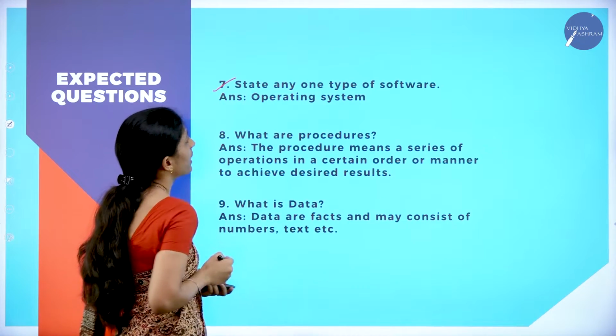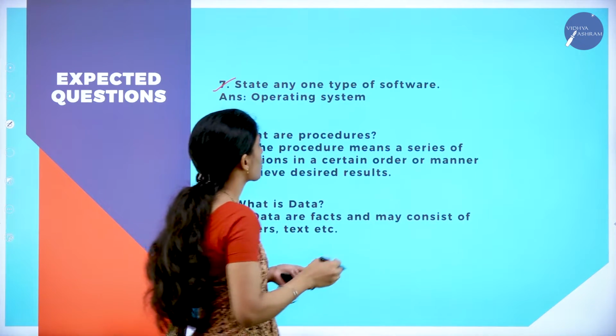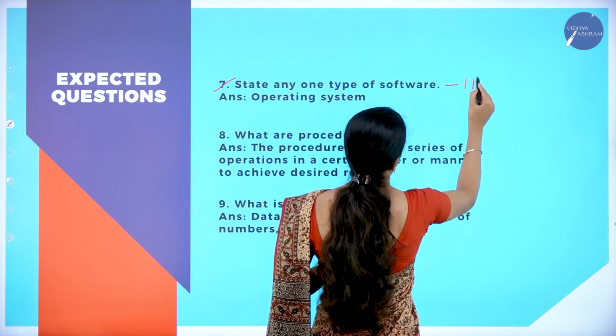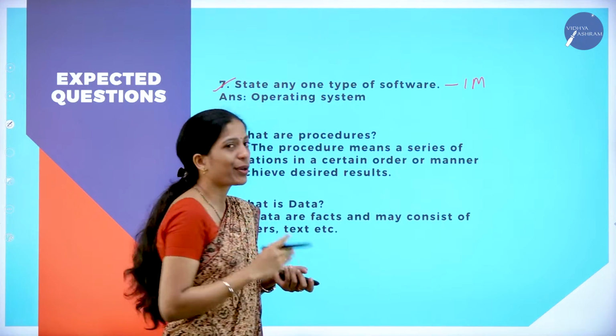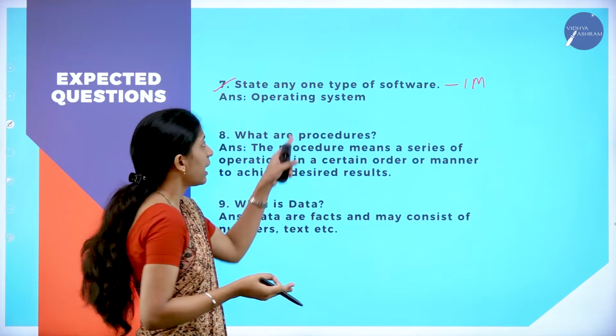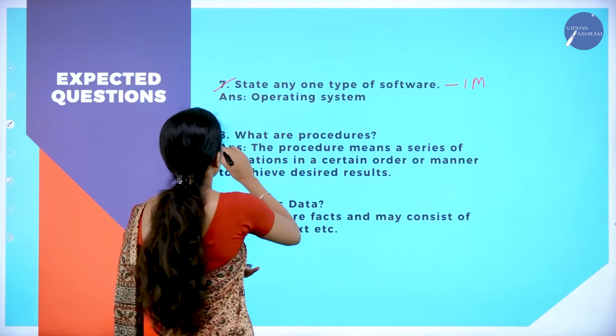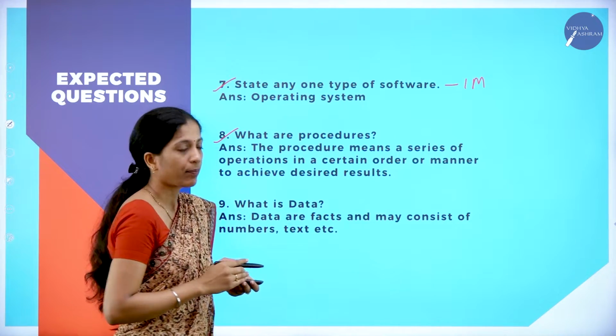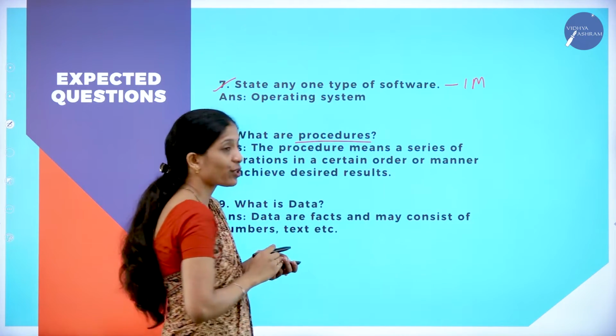Next one is state any 1 type of software. So this is for 1 mark. So you can write any 1 type of software. It may be operating system or utility software or language processors. Any one you can write. Next one is what are procedures? So we have discussed about it, procedures.